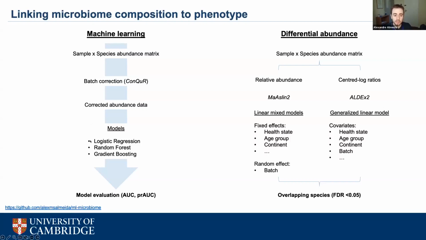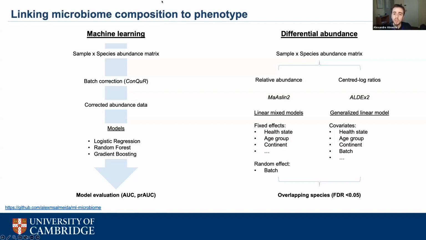Then we take the corrected abundance data and we can use supervised machine learning models, things like logistic regression, random forest, and gradient boosting to try to estimate how strongly the microbiome relates with that phenotype. And this can be evaluated with metrics like the area under the curve or area under the precision recall curve. I actually have linked here a pipeline that I put together to do this. It is based on a pipeline from Patch Plus and Microbiome, which I just adapted for our own study purposes. So you can have a look there if you want to play around with some of these methods.